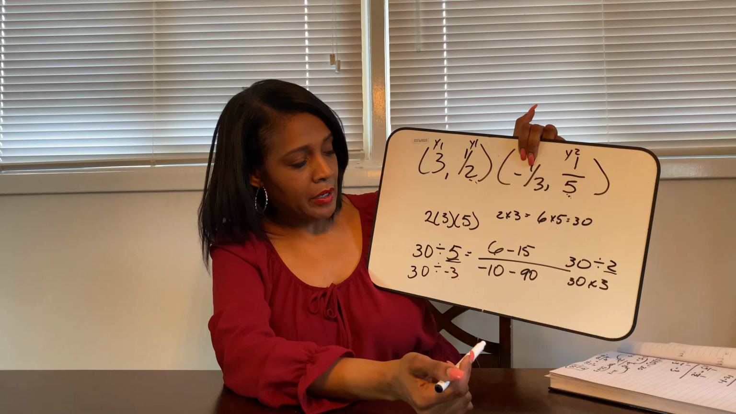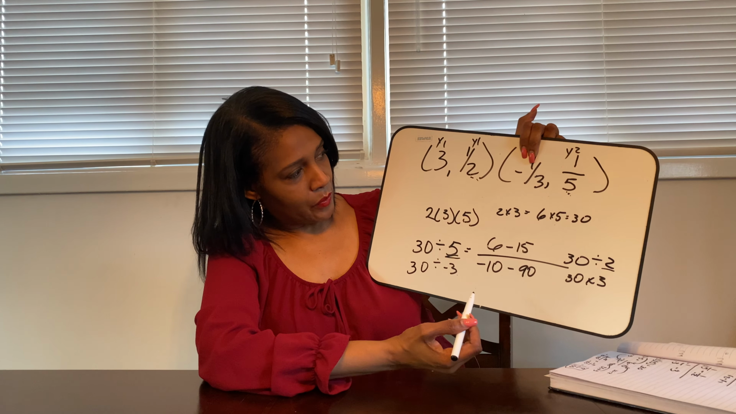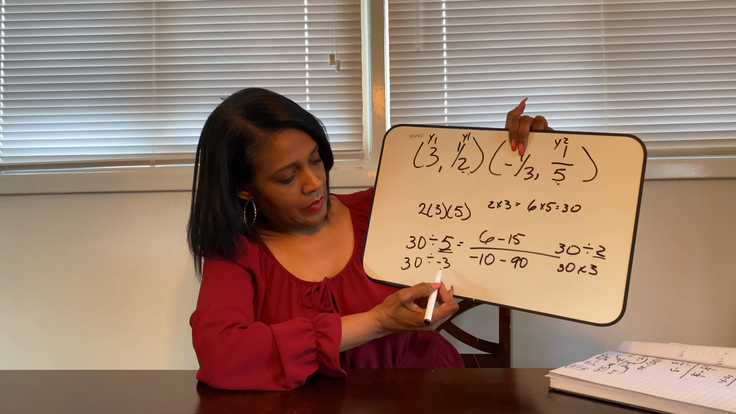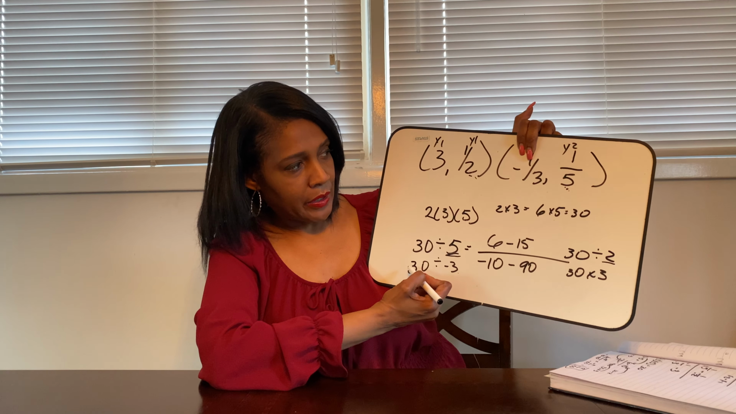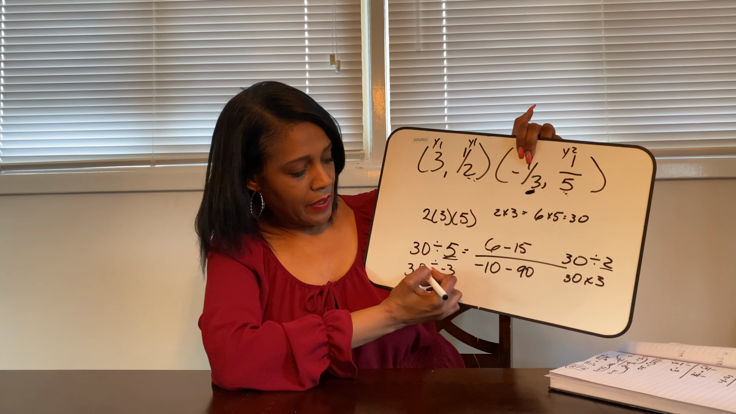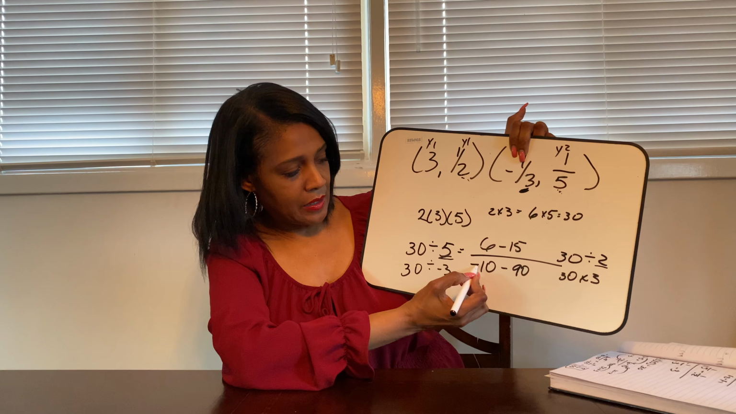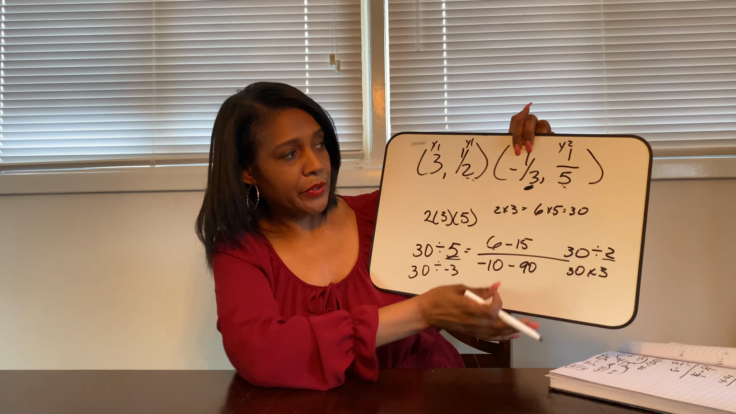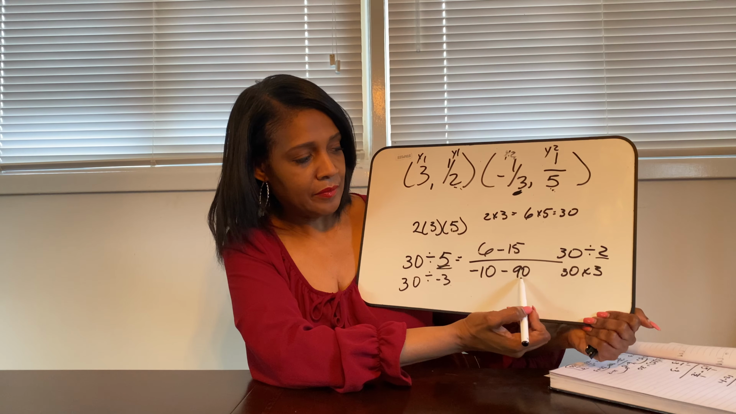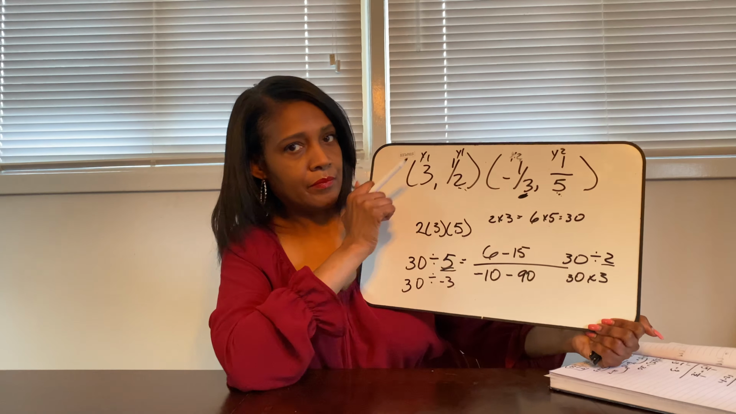Very same strategy at the bottom. Okay? So we have a 3 here. 3 will go into 30 10 times. This is where we have our 3 from, our original 3. 3 divided into 30, negative 10 times, because this is a negative 1/3. So 3 will go into 30 a negative 10 times. And then, since this is a whole number, all we do is multiply. 30 times 3 is 90. Okay? Can you see that?